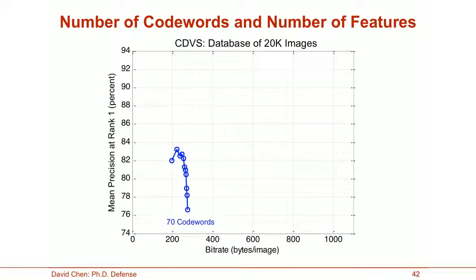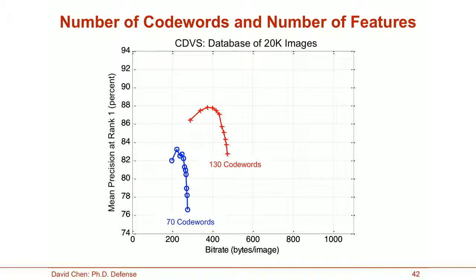Now, two of the most important parameters to optimize for the REV are the number of codewords and the number of features. Here I'm plotting the mean precision at rank 1 versus the bitrate in bytes per image for a CDVS database. I first show a curve for 70 codewords, where this curve is traced out by varying the number of features. Of course, as the number of features increases, we expect the bitrate also increases.